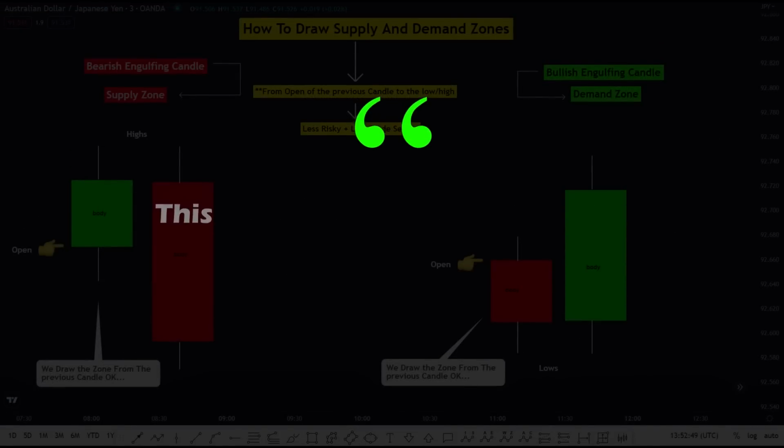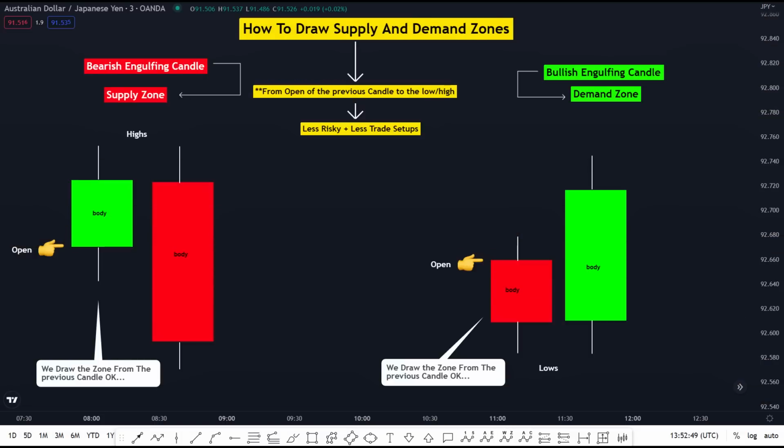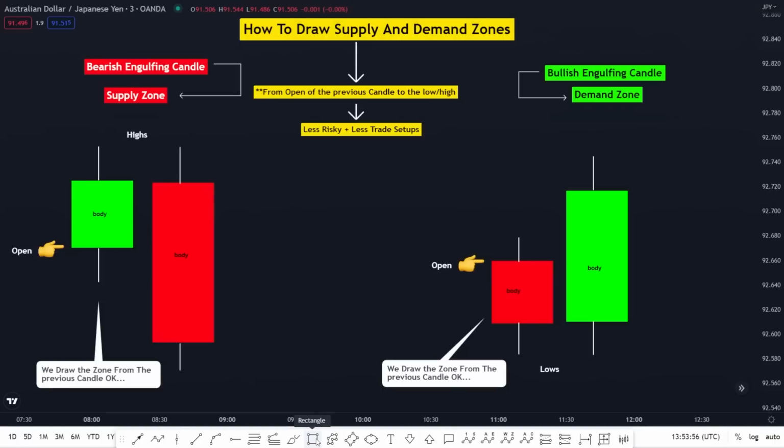Now let me show you my favorite way of reducing the risk in supply and demand trading. In this section, I will show you another way of drawing supply and demand zones, which will give you fewer trades, but the trades have lower risk and higher rewards. Look closely at the previous candle's open. As you can see now, when we draw the supply zones we will start from the open of the previous bullish candle to the high.